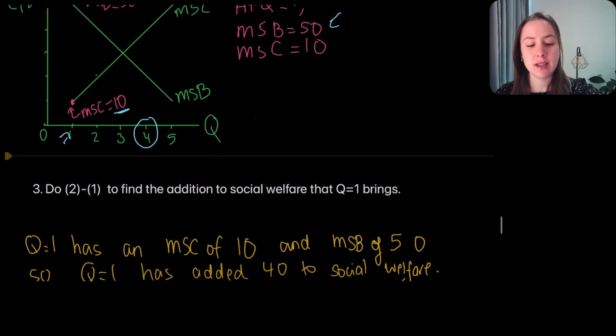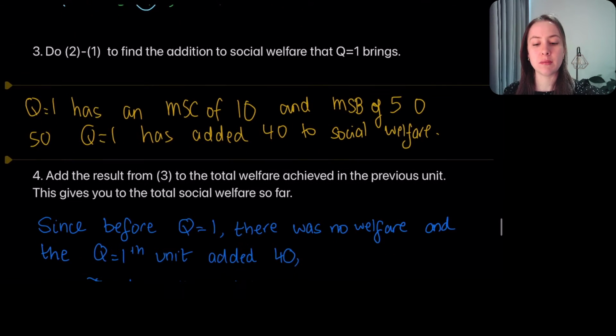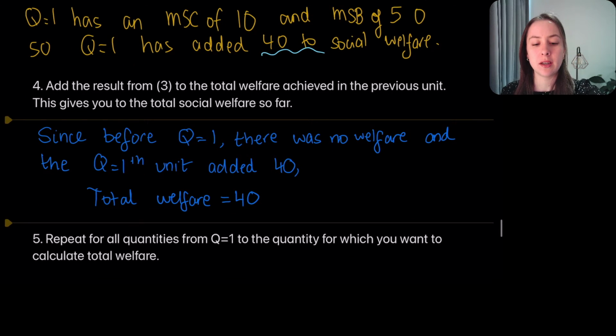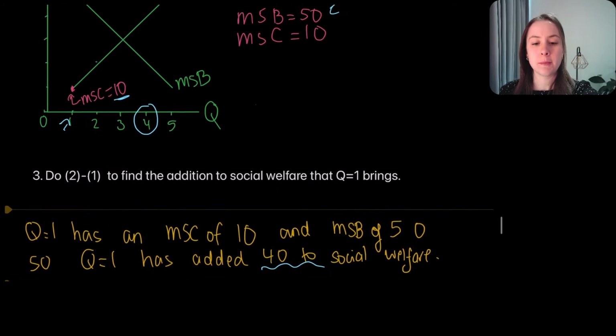And so you can see that the addition to social welfare is going to be step 2 minus step 1, which is going to be 40 to social welfare, right? Because it's added 50 benefits, 10 costs, 40 social welfare. And what you want to do is add this to the previous total social welfare. Now in this case, we are just at Q1, so there is no previous total welfare, so the total welfare is just 40. But you want to repeat this for all quantities from Q1 as step 5. So let's have a go.